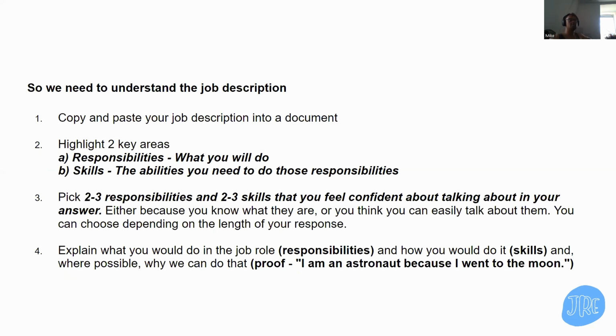To understand this is a simple process. Copy and paste your job description into a document. Highlight 2 key areas: the responsibilities, what are you going to do, and the skills, the abilities you need to do that. Then pick out 2 to 3 responsibilities and 2 to 3 skills that you feel confident about talking about in your answer, either because you know what they are or you just can easily talk about them. And then you would explain what you would do in the job and how you would do it, and give proof where possible.